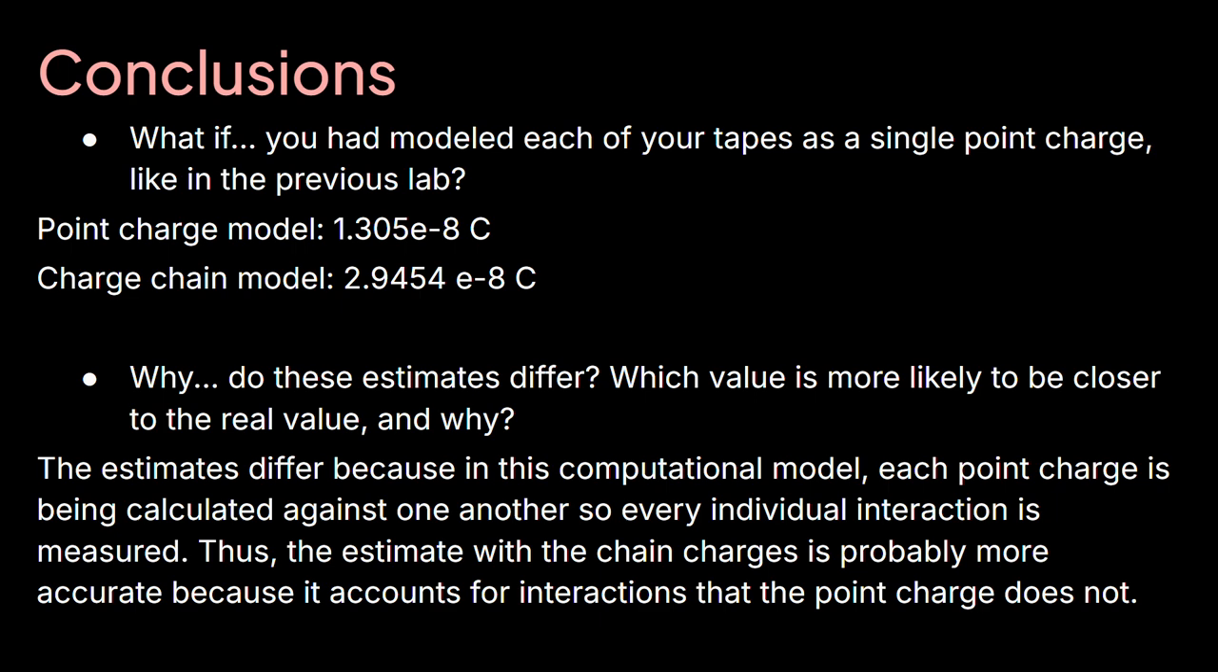Conclusions. What if you modeled your tapes as a single point charge? If we did a point charge, it would have been 1.3 e to the negative 8 coulombs versus the charge chain model we did this time, which was 2.945 e to the negative 8 coulombs. And why do these estimates differ? These estimates differ because in this computational model, each point charge is calculated against one another, so every individual interaction is measured. Thus, the estimate with the chain charges is probably more accurate and closer to the real value because it accounts for interactions the point charge does not.